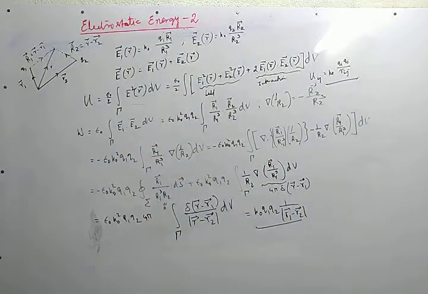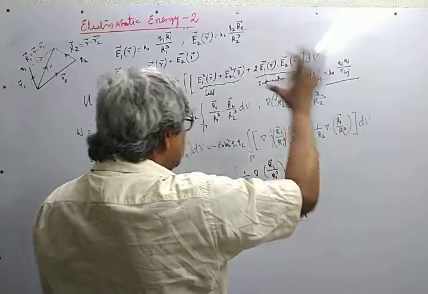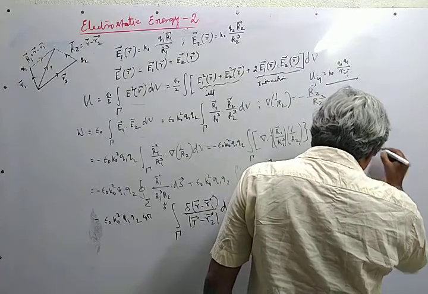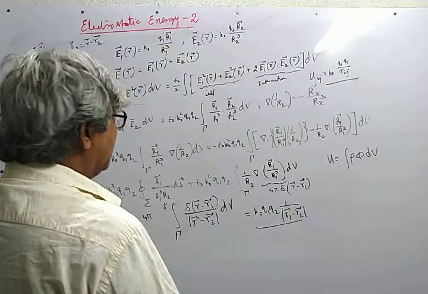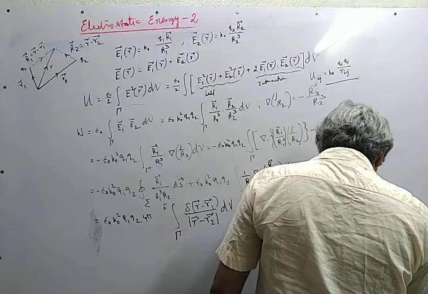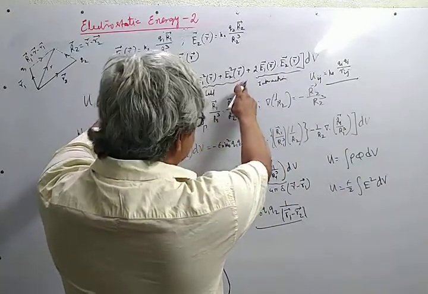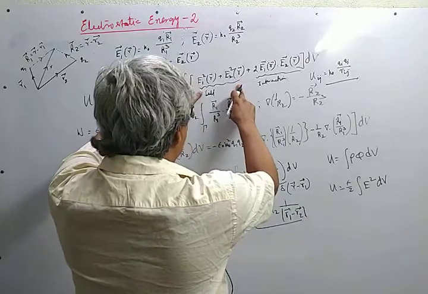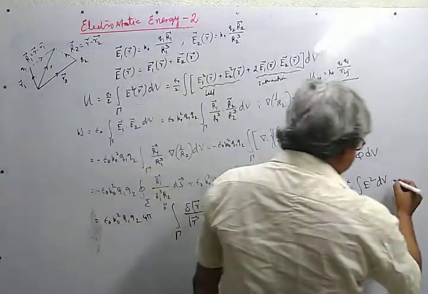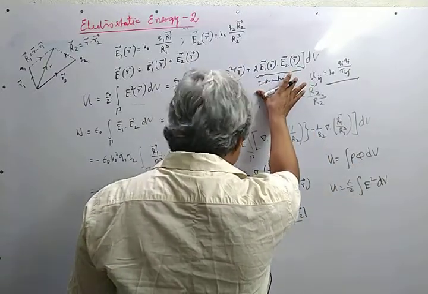So we can again conclude that this is the term only included when we express u in terms of rho phi dv. Whenever we write u as rho phi dv, this includes only this interaction term, and whenever we write u as epsilon by 2 E square dv, these two terms are also included. These two terms are indeed very high. That's why this part is always positive. This expression of energy is always positive, while this interaction term could be positive as well as negative.